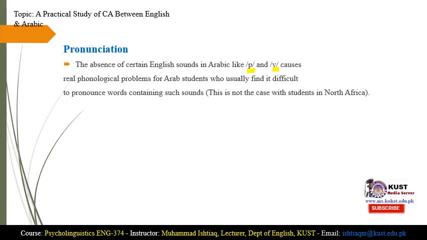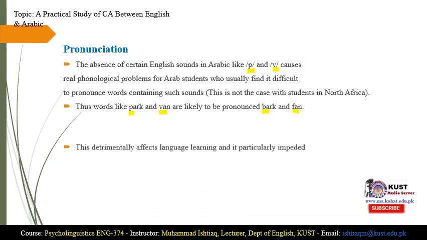So this is not the case with students in North Africa, because their phonological set of sounds has the p and v sounds. For instance, words like park and van are likely to be pronounced bark and fan. Look, p is replaced with b, and v is replaced with f. In one case, the voiceless is replaced with the voiced counterpart, and in another case, the voiced counterpart is replaced by the voiceless. So this is somewhat a different phenomenon at work in Arabic.